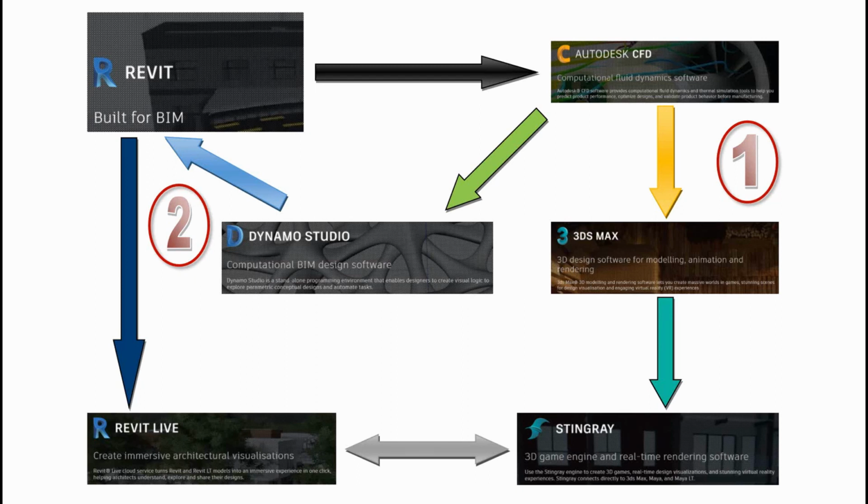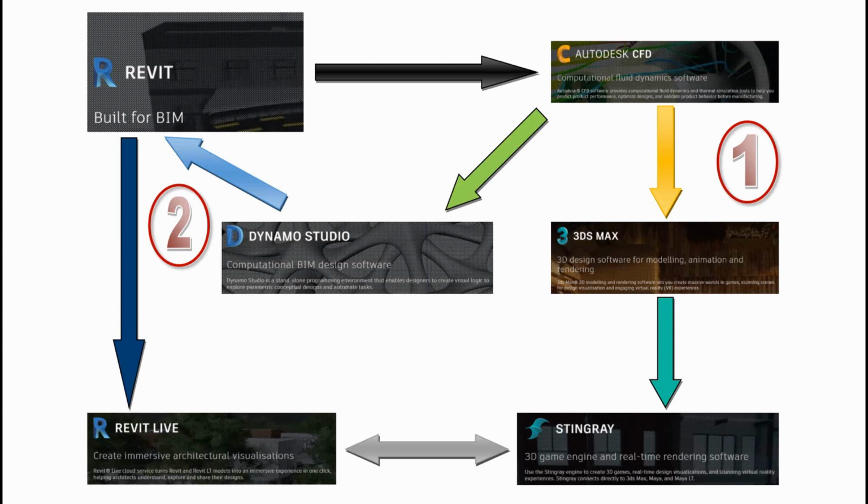The one workflow is that we go from Revit to Autodesk CFD, as we all know. And from CFD we can go to 3ds Max, and from 3ds Max we can go to Stingray. This is a very classic workflow. Works cool up to 3ds Max.